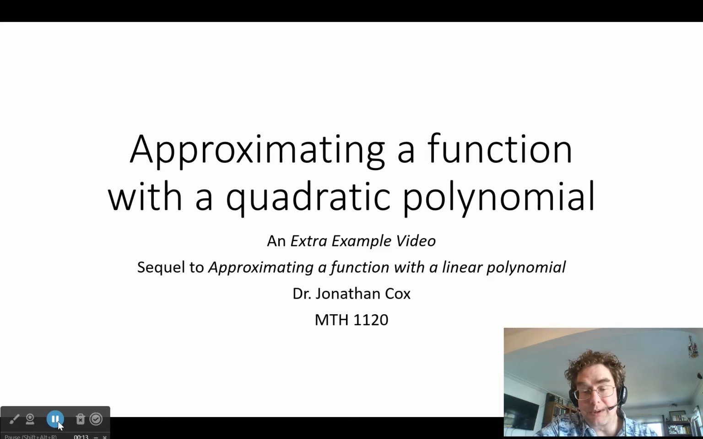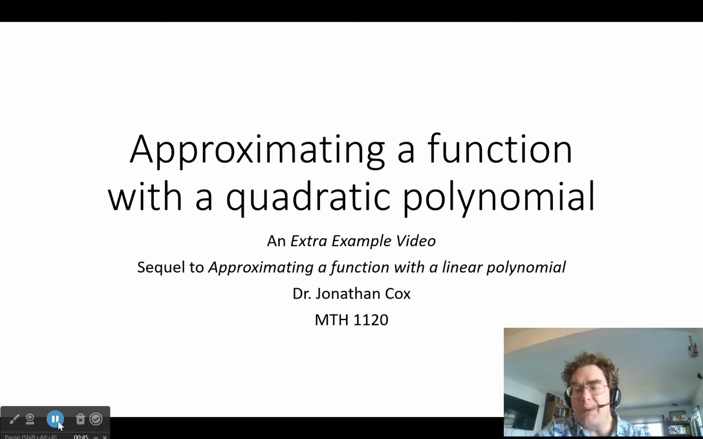And the idea we're building on to get started is approximating some function with a polynomial. In the first video of this pair, we approximated the natural exponential function with a linear function, just a linear approximation like in Calculus 1. We got a linear function that had the same value as the exponential function at 0 and the same slope as the exponential function at 0.